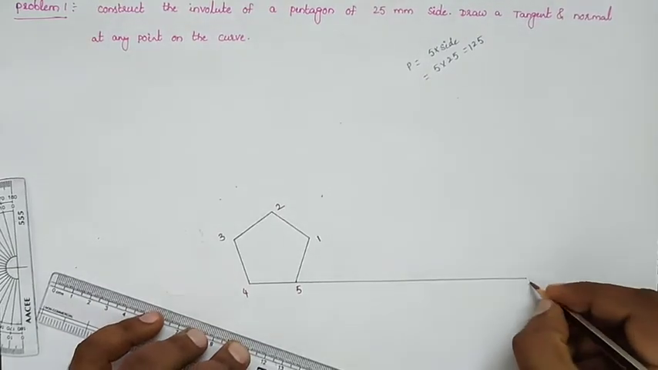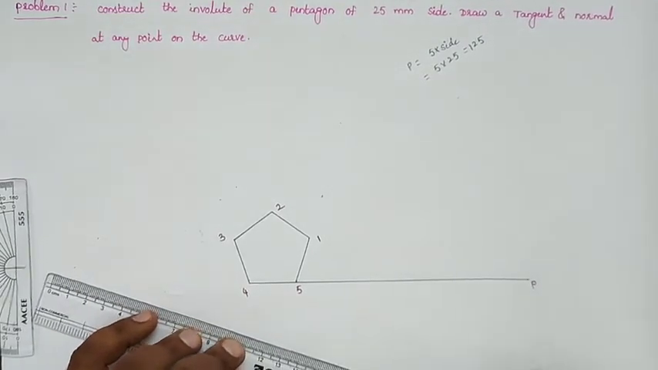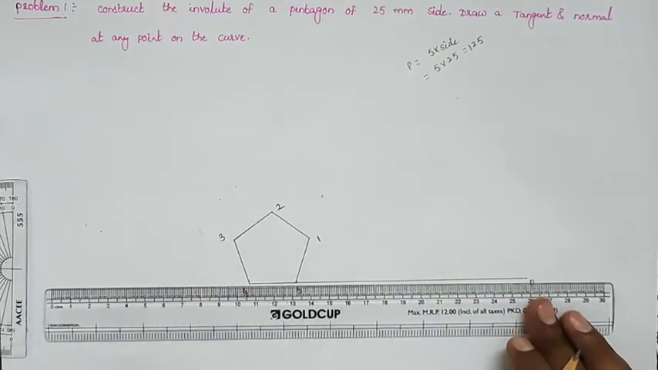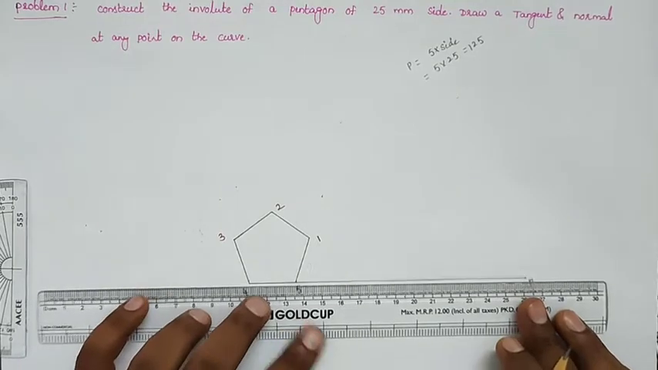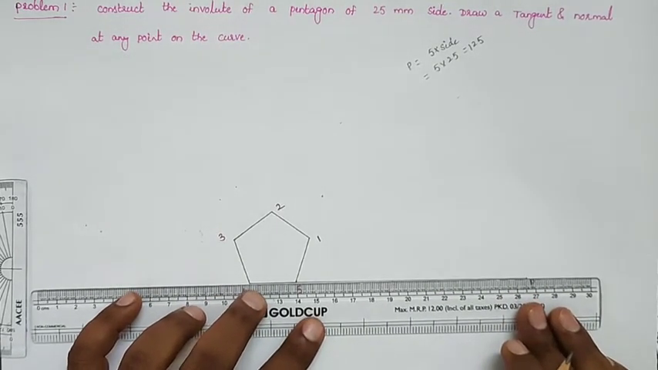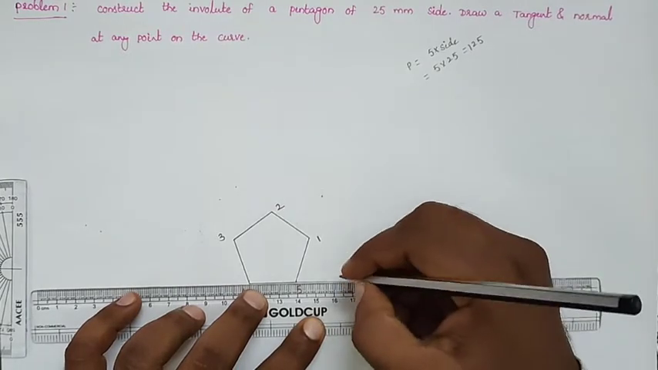I am taking this point as point P. Now we can divide this string length into 5 parts because the pentagon has 5 sides. So the string length is also divided into 5 parts, each part being 25 mm.